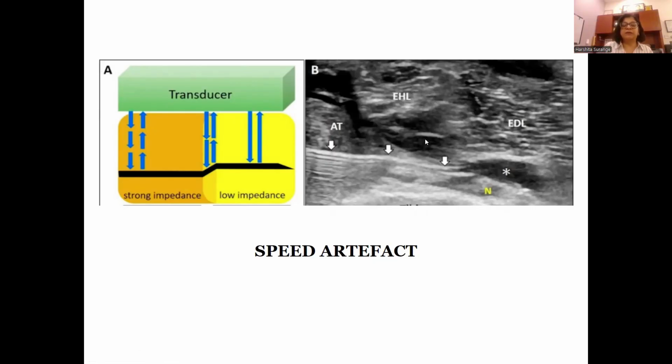So please don't confuse this at all, that you are dealing with a bent needle. You should be aware that there is something known as speed artifact also. Give me a minute. I'll just put in the changing point.